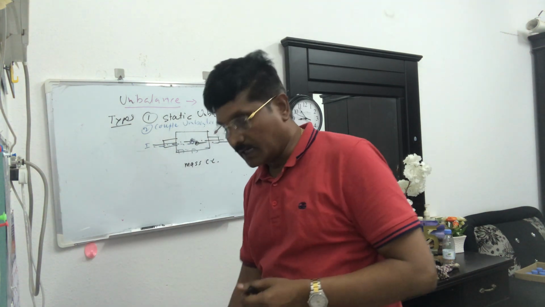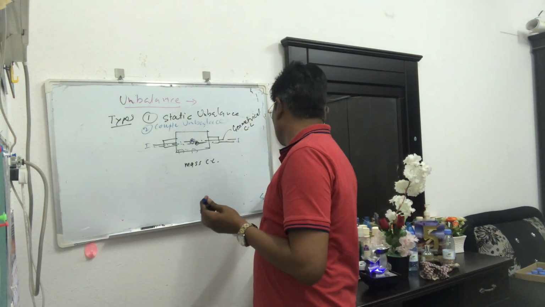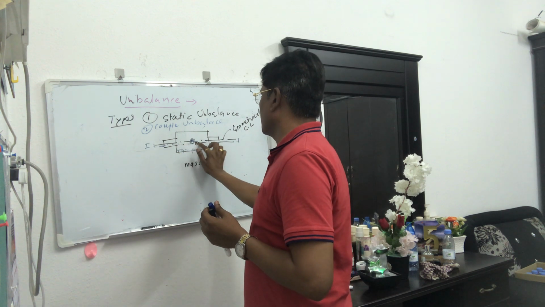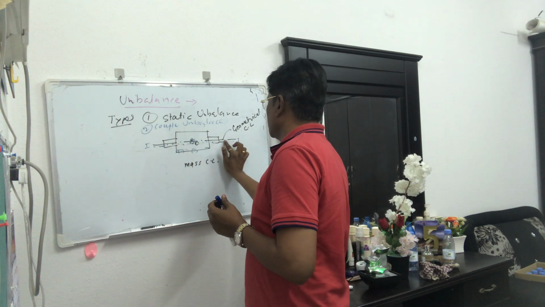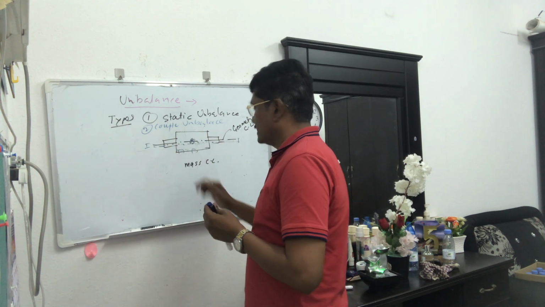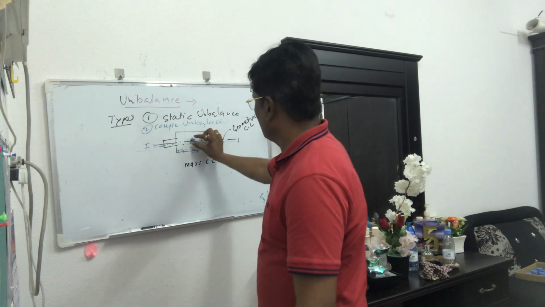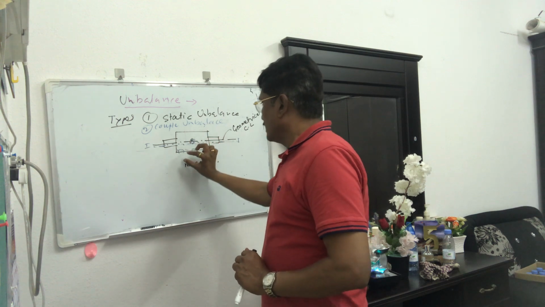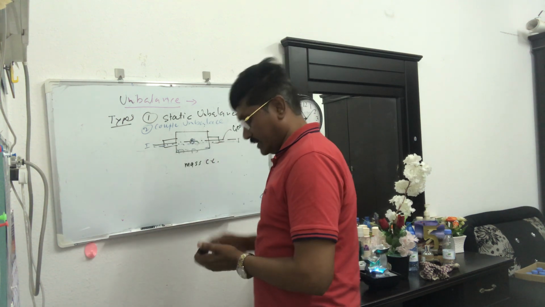Couple unbalance. In couple unbalance, what happens? It is not like the previous situation. This mass center line is shifted in such a way that it crosses the geometrical center line at the center point, but in an angular way, like this.